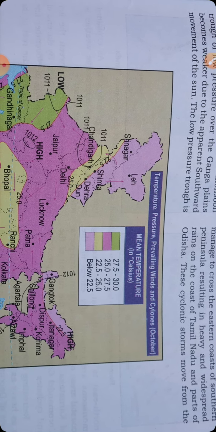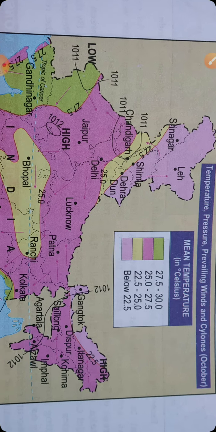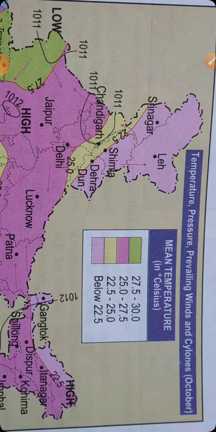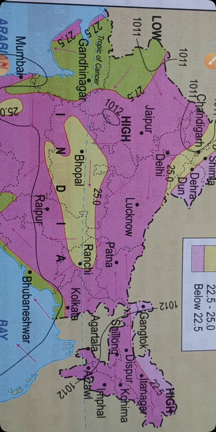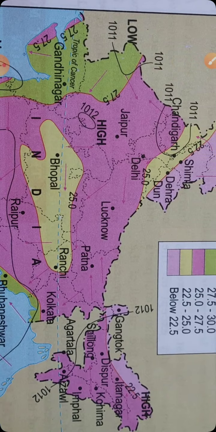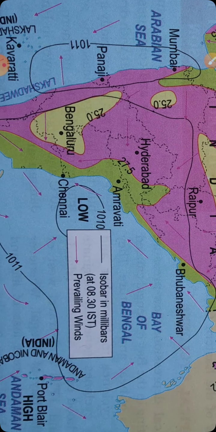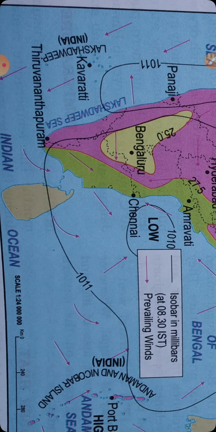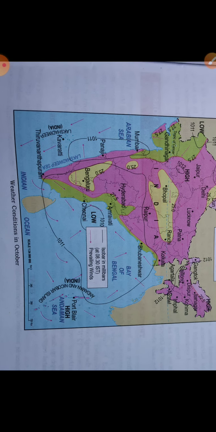Here we have come across one more map. Please go through it carefully. It shows temperature, pressure, prevailing winds, and cyclones in the month of October. Similarly, we saw July on previous pages, and now we are seeing the month of October. Mean temperatures are shown by different shadings. Please note down, in different parts of India, what kind of shadings and what kind of rainfall there is in the month of October. Again, isobars are shown and prevailing winds are shown. I hope you will be thorough with this. Just observe, no need to practice this map. There are other maps which I will tell you to practice.